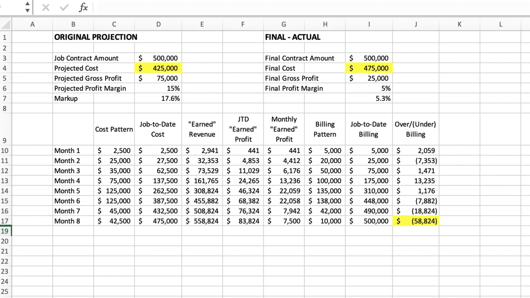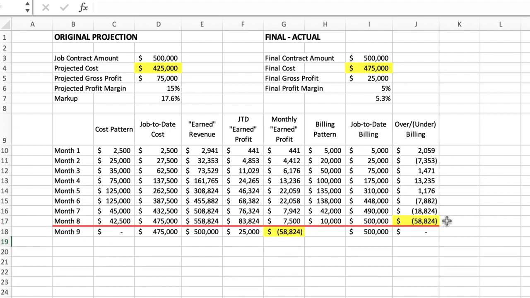So when that happens, you get to the end of the job, you have an extra, say, $50,000 of costs, you can't bill for it, and your reports are not showing it yet. Then what happens is when your job gets closed out in the system, that underbilling of $58,000 in this case is going to show up as a negative profit number in the month that the job gets closed out. As you can see, the earned monthly profit is moving along, 4,000, 6,000, 13, 22, 22, 7, 7, and then it gets corrected at the end.